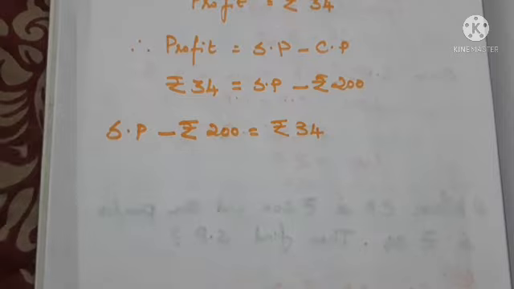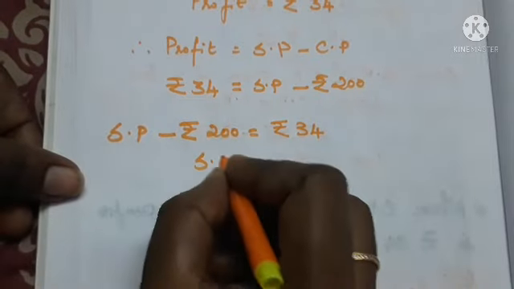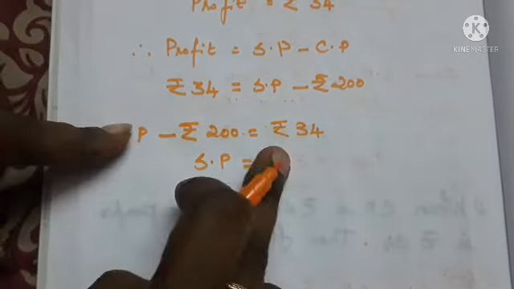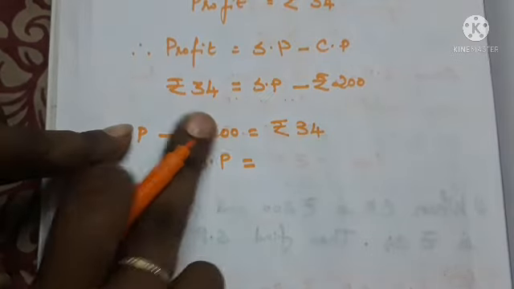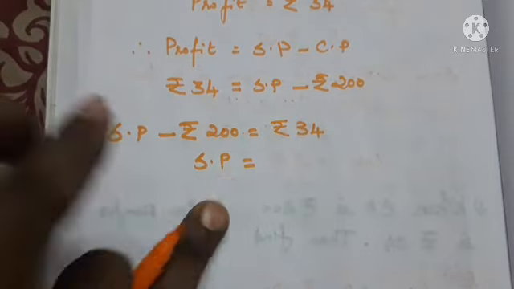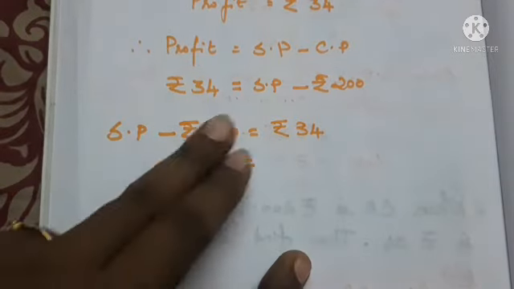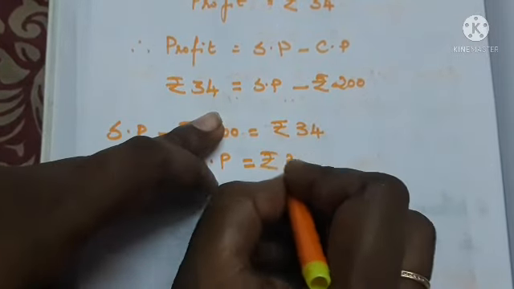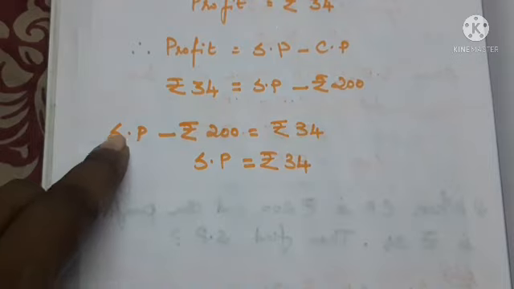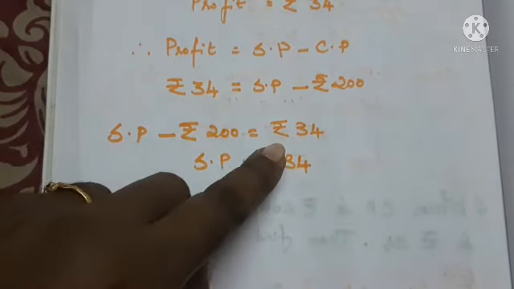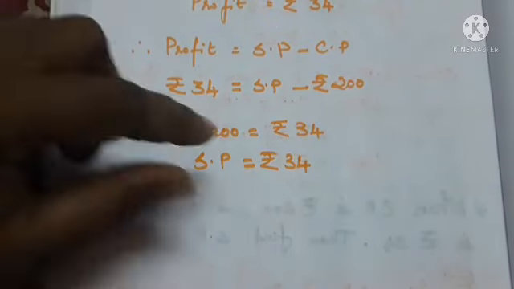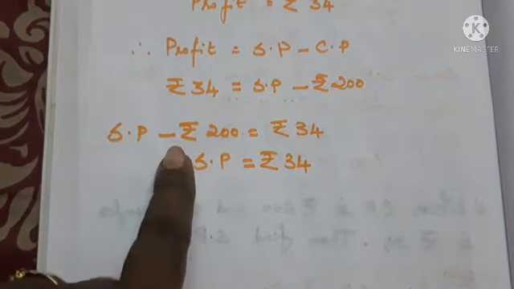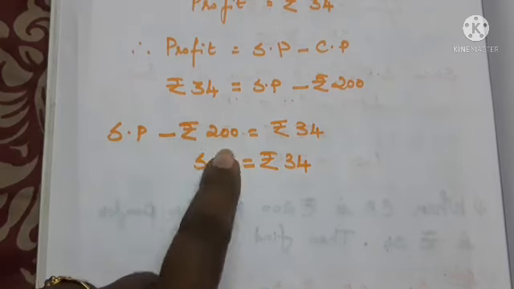So from here we can write SP is equal to, SP is equal to what? Just forget this now. So SP equal to what? Yes, rupees 34. So here we have written SP is equal to, afterwards, rupees 34. Next we have to take these things to that side. What are the leftover things we have? The minus symbol and rupees 200.